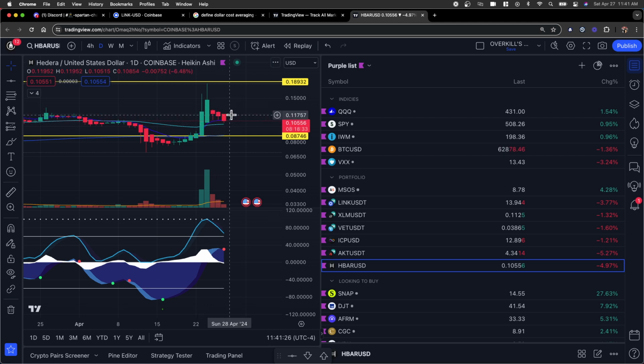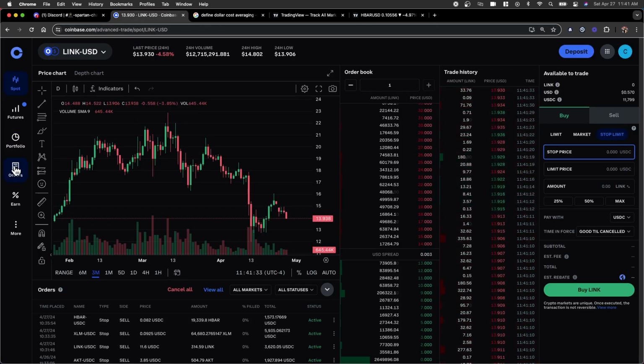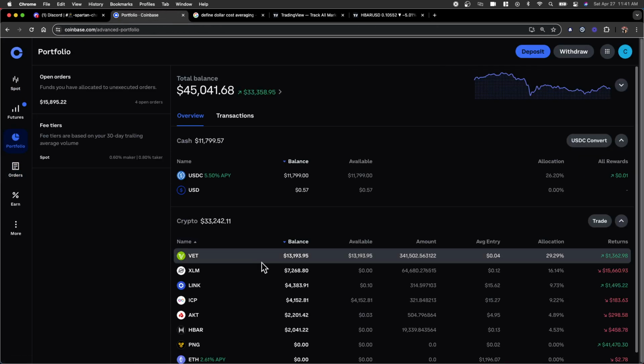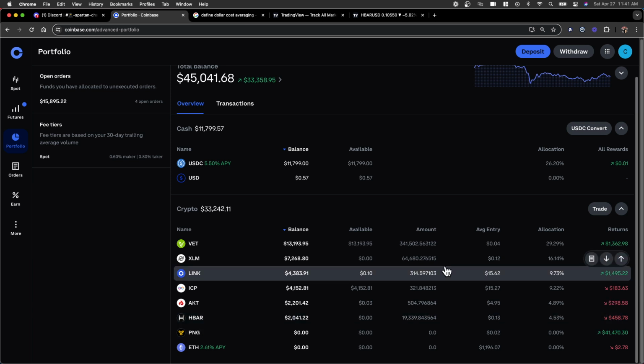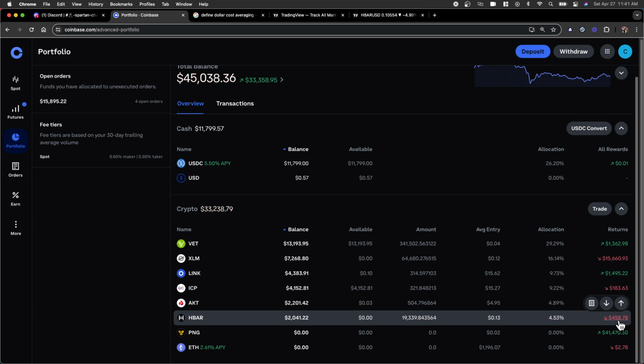So I actually got in on this around 12 cents, and I'm down about 15% on the trade. But guess what? My position size was only 5% of my portfolio at the time. So I only allocated 5% at 12 cents. I'm down 15%, but that's only about 1% of my portfolio that I lost on that trade, because my position size was only 5%.